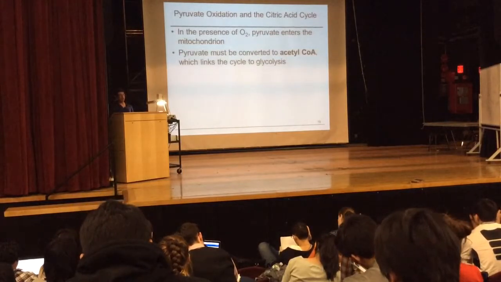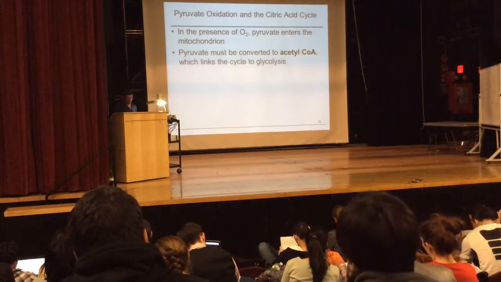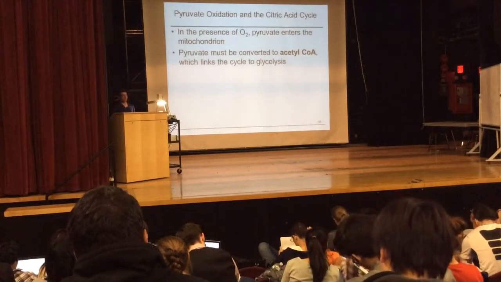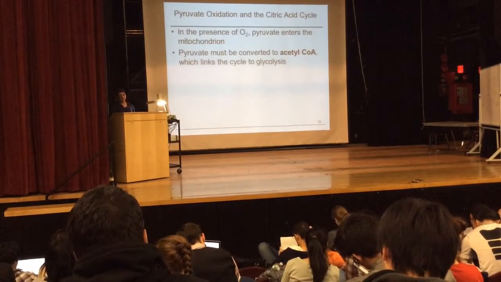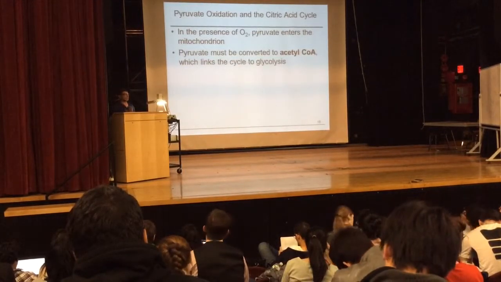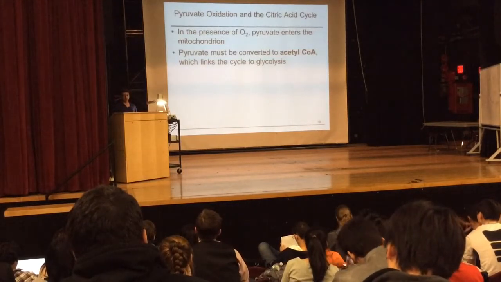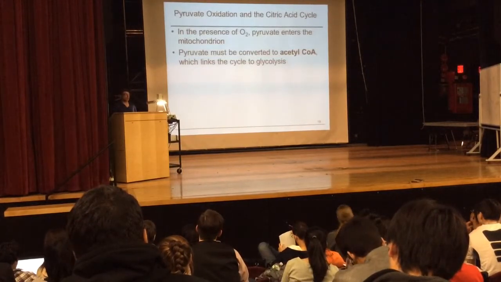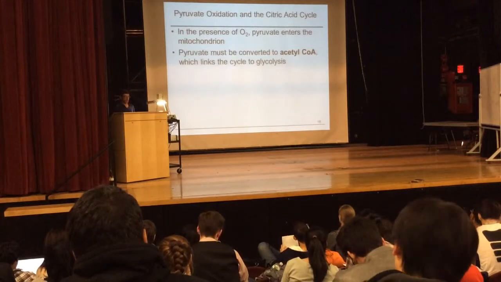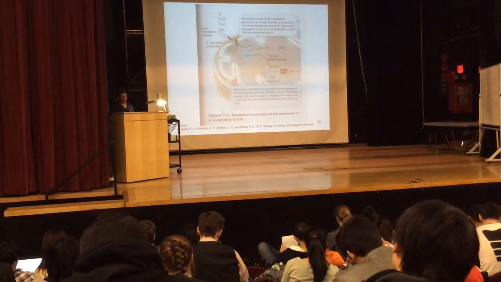If there is oxygen present, pyruvate enters the mitochondria. If there is no oxygen present, pyruvate does not enter the mitochondria. Even in your own cells, if you deprive oxygen from your cells, pyruvate will accumulate in the cytoplasm. It will not go to the mitochondria. There's no point in sending it into the mitochondria. So the first thing that happens is that you have to get it through.